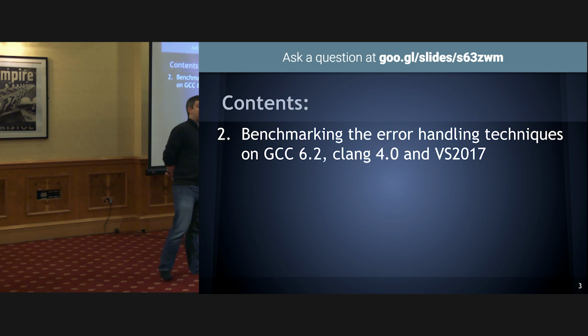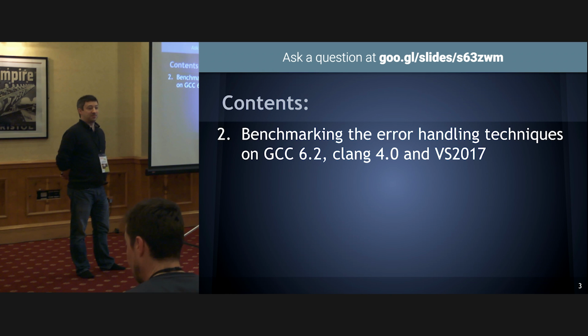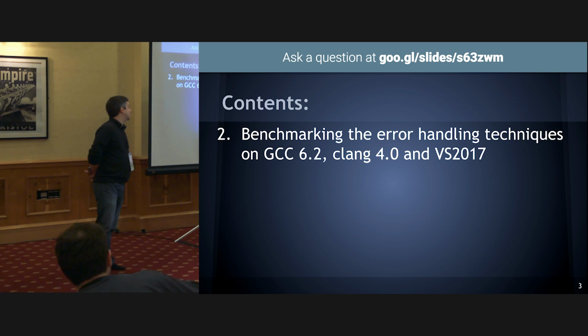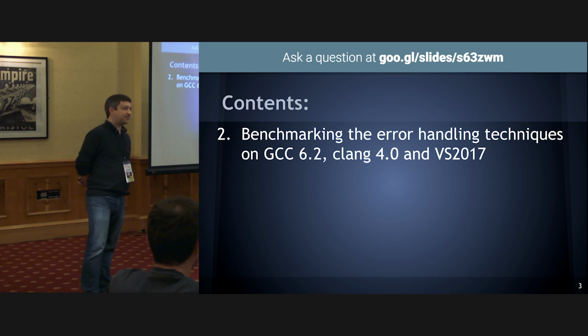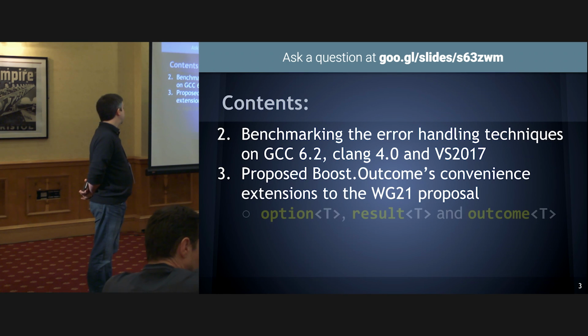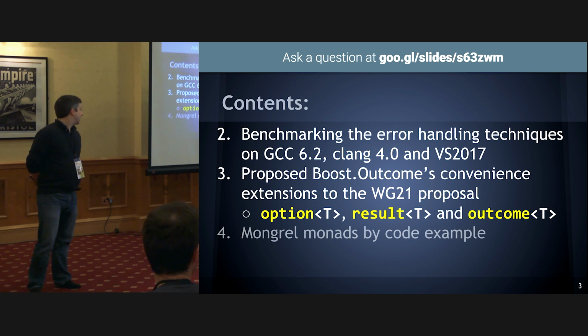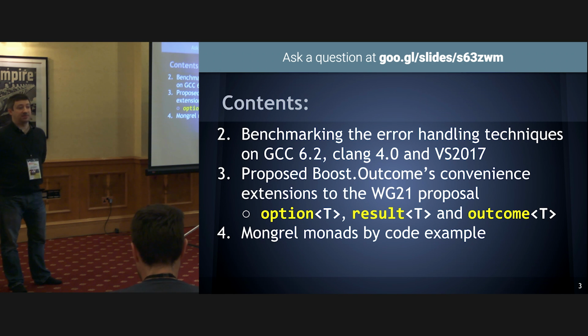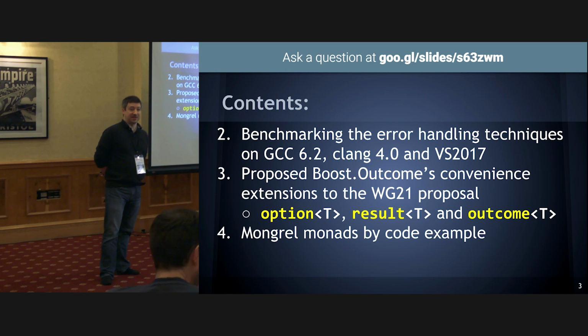So the next thing I'm going to do is benchmark, because a lot of the time we talk about error handling in the abstract. So I came up with a terrible but still illustrative benchmark of performance. I used GCC 6.2, Clang 4, and Visual Studio 2017. So I have some graphs. I will quickly talk about the convenience extensions to the WG21 proposal. I called them option, result, and outcome simply because that's what Rust and Swift call them. And then finally, rather than go into the monadic programming API, which would take an entire hour and a half on its own, I'm just going to show some code examples if there's time. If there's not time, we're just going to skip them, because they're just little puzzles to keep you all on your toes.